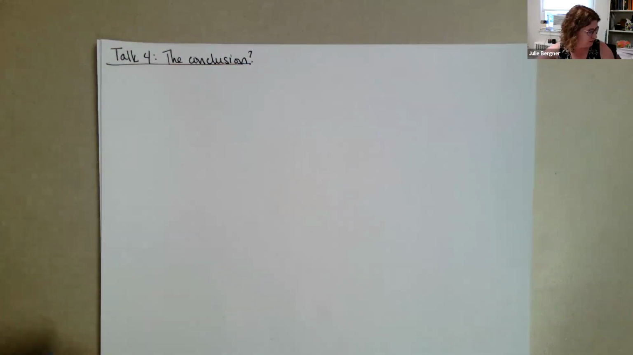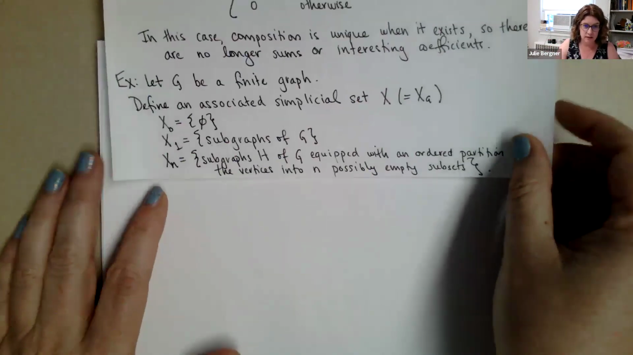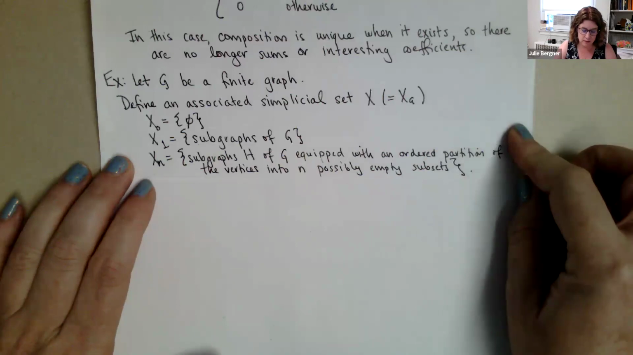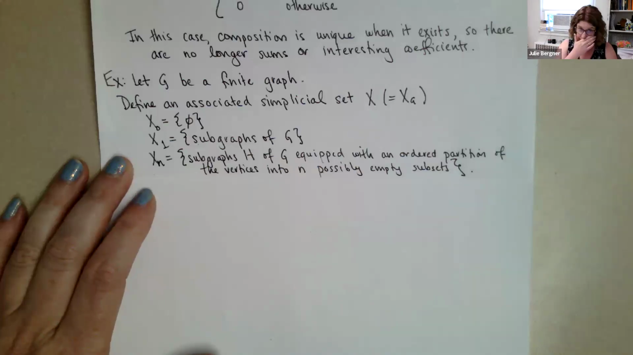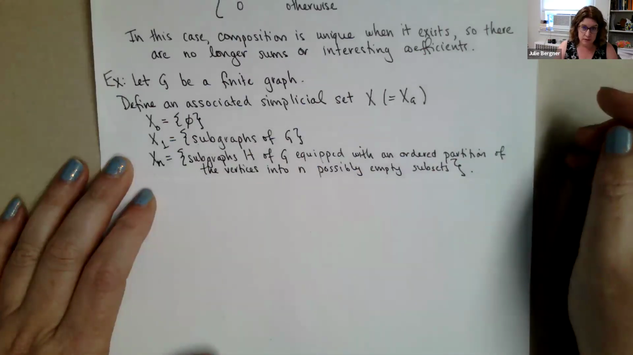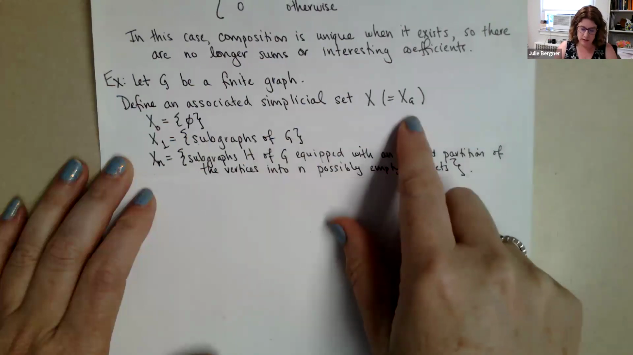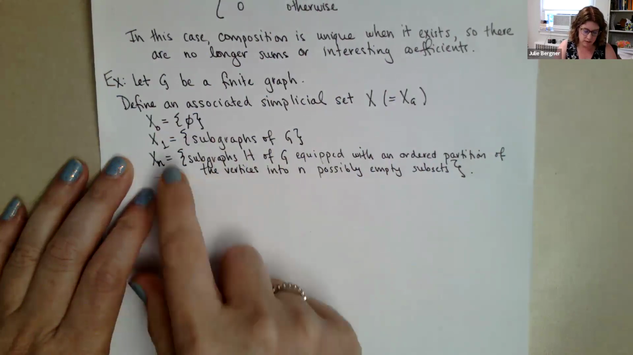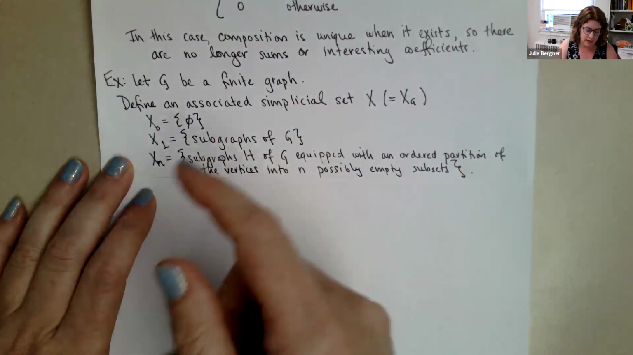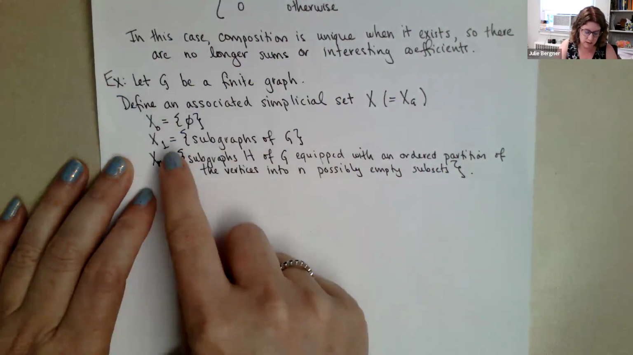So I wanted to just quickly recap from last time. I'm just going to cheat and put my notes back up here. So we talked about this example of a two seagull set from a finite graph. We defined a simplicial set X sub G, or just X, that has a single 0 simplex that we denote by the empty set.